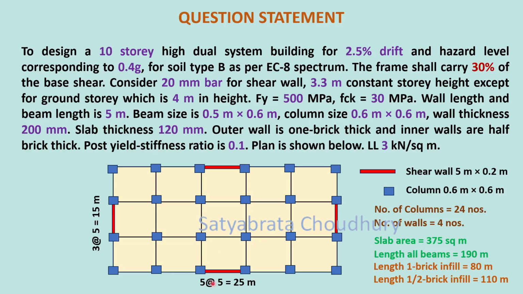Slab area we can find out. This 25 meter by 15 meter is 375 square meter. Length of all beams, if you add up, you get 190 meter. Length of one brick infill, which are the peripheral lines, is 80 meter. Length of half brick infill walls, which are the interior walls along the beams, is 110 meter.